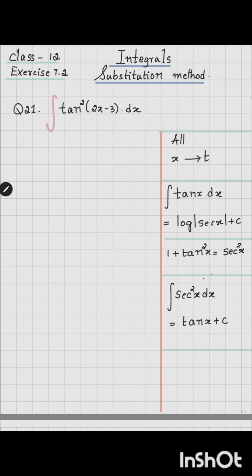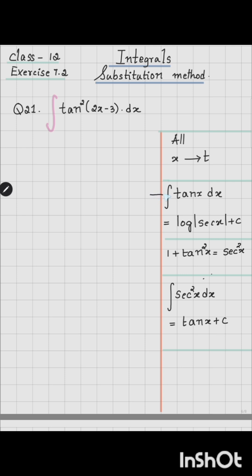From Chapter 7, Integrals, Exercise 7.2, we have completed 20 questions. So now we will find the integral of the 21st question: the integral of tan square of (2x minus 3) with respect to x. We have to find the integral of a trigonometric function, that is tan square. Is there any direct formula for the integral of tan square?